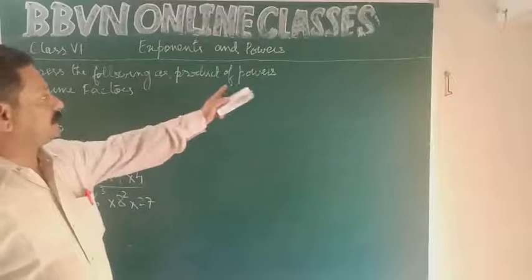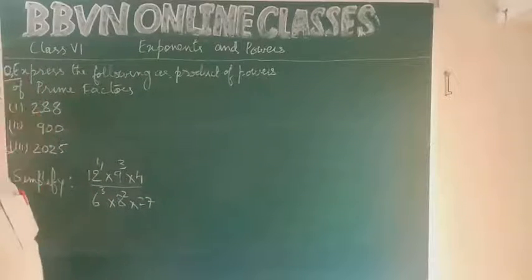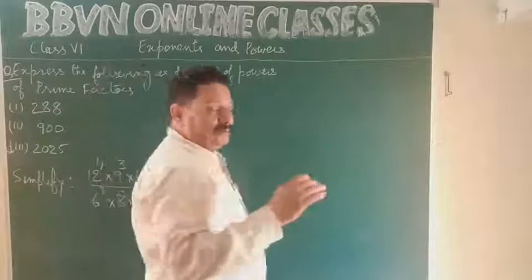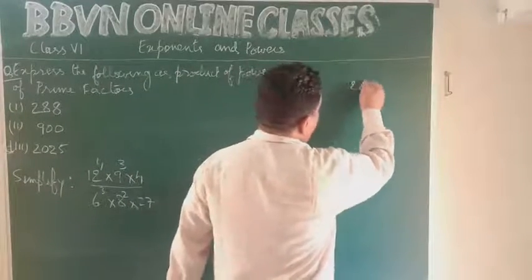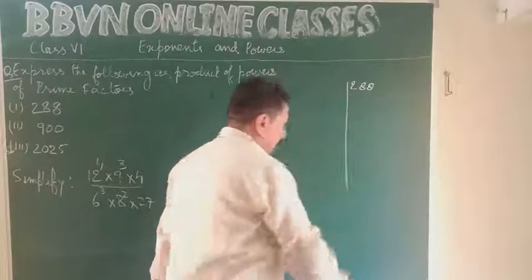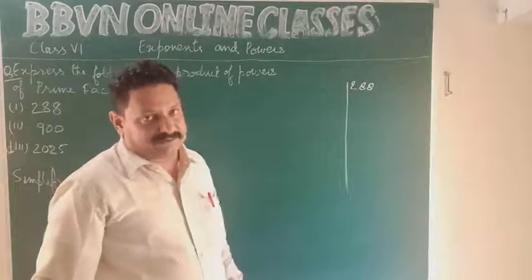Express the following as product of powers of their prime factors. So how to go for prime factorization, children? Say I have the number 288. Very first thing, this is an even number, so it is divisible by 2.